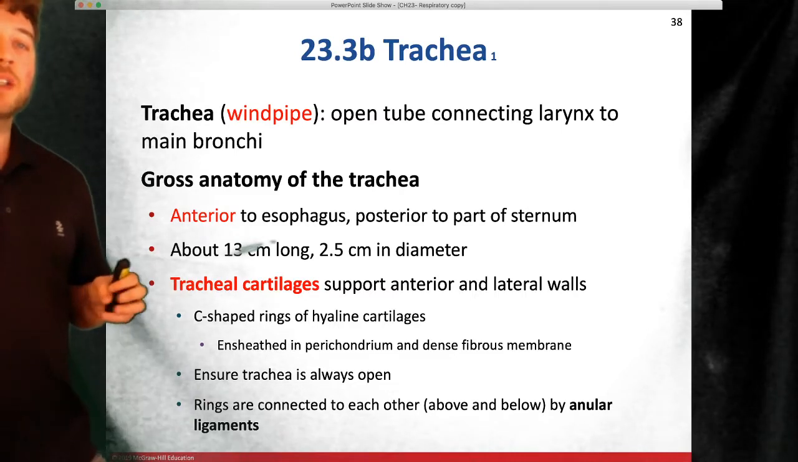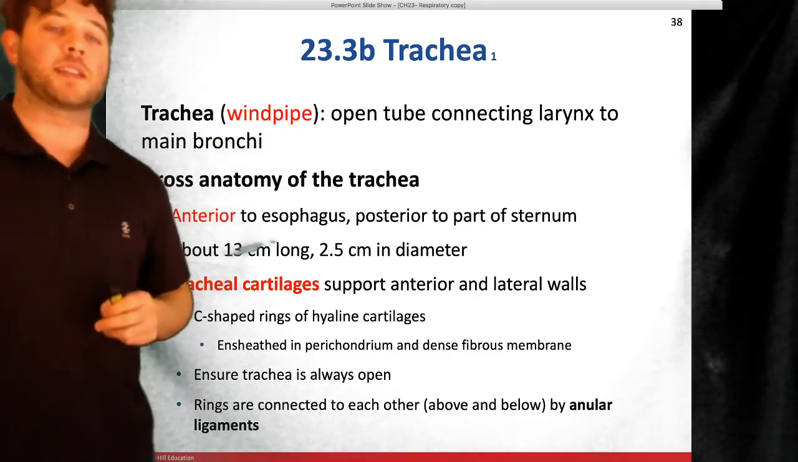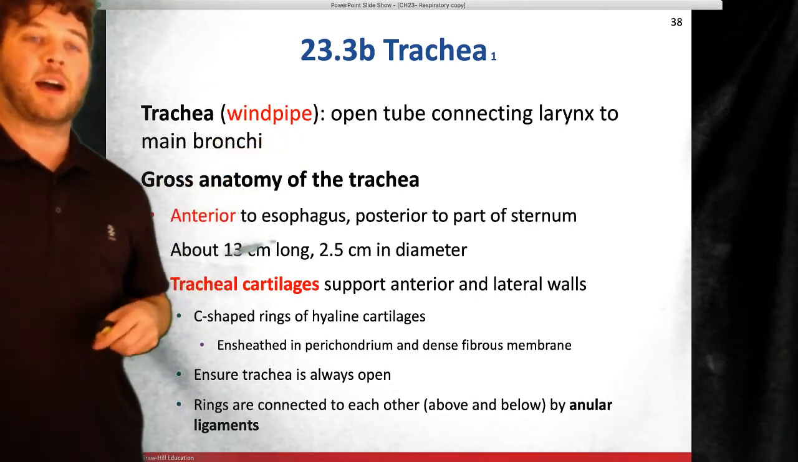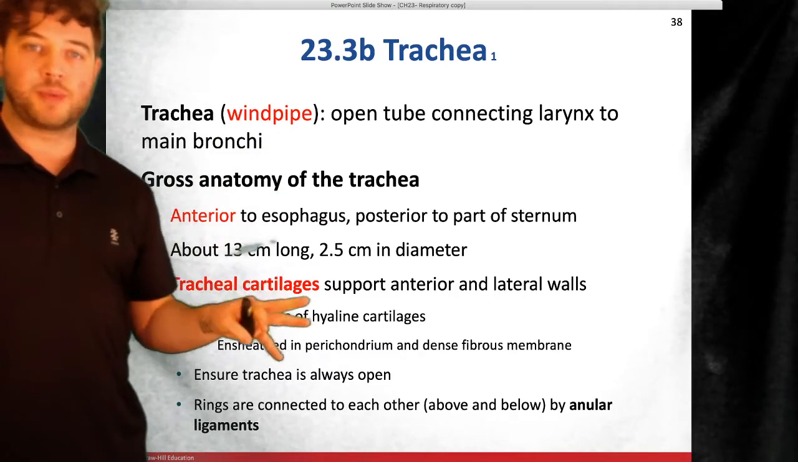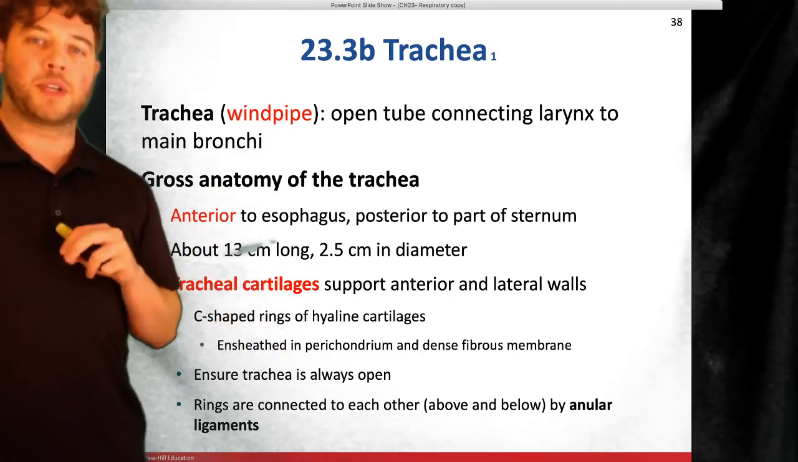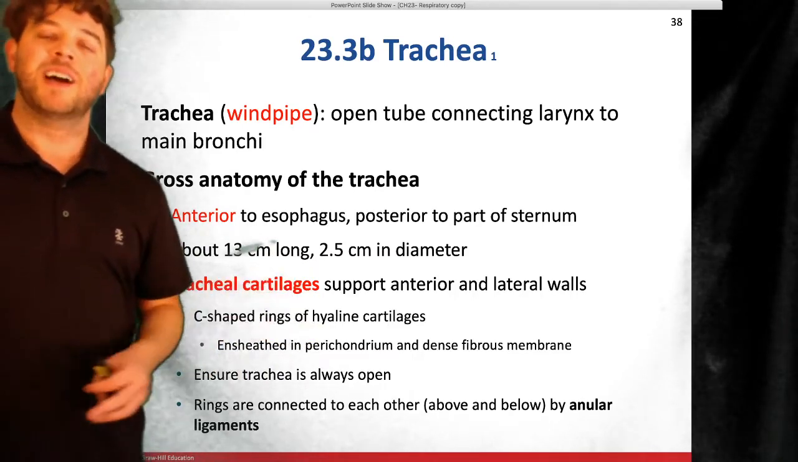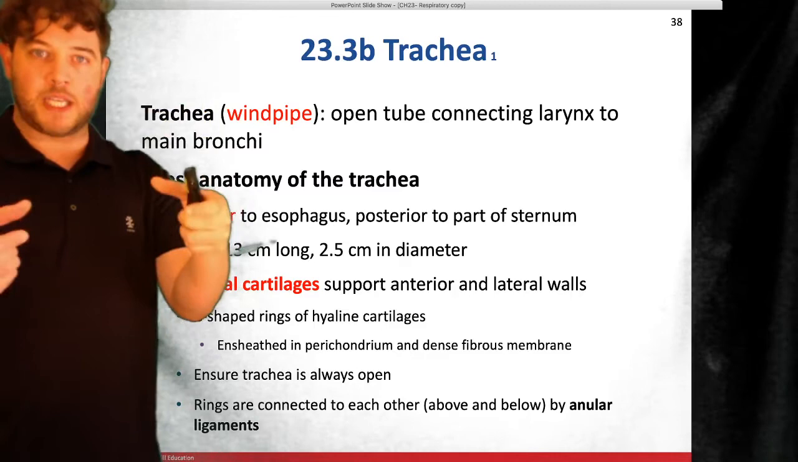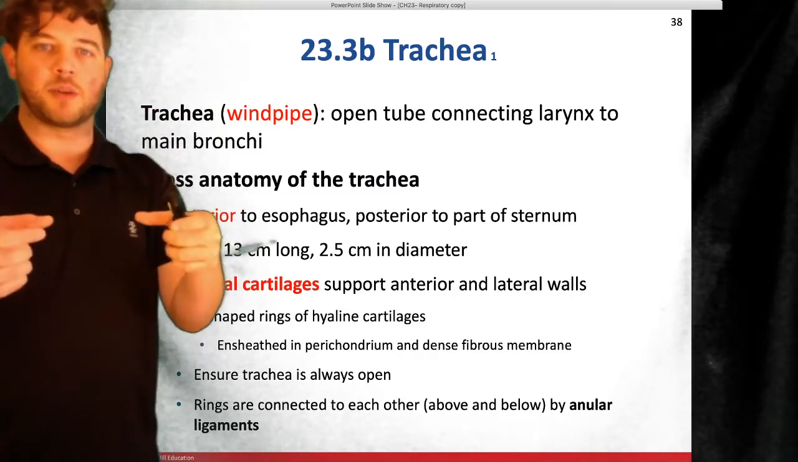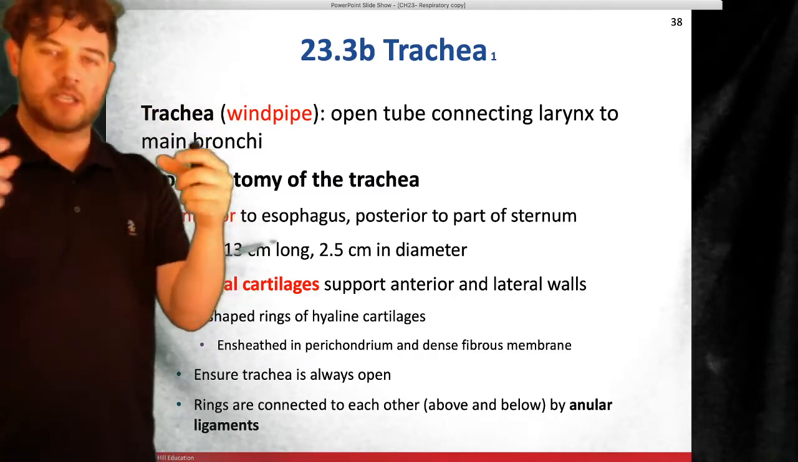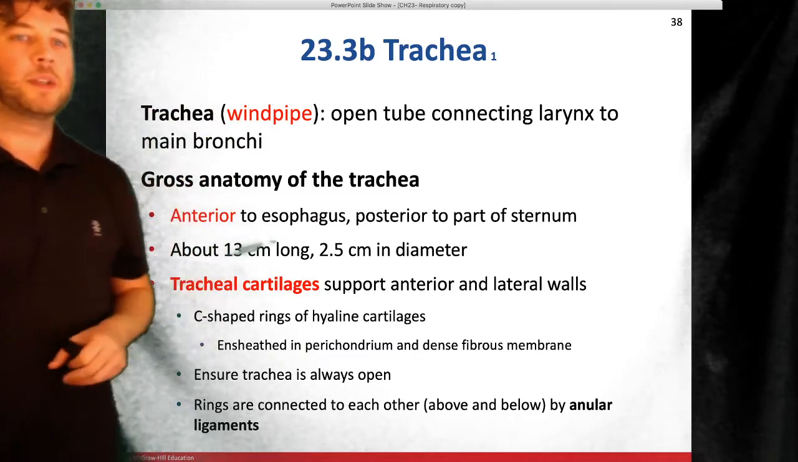Okay, the trachea. Trachea is your windpipe. It's an open tube connecting the larynx to the main bronchi. I always tell people that it's just a tube. It is just a cartilaginous tube. You can go to the pet store, and you can just get a trachea. You can get a bull trachea, a cow trachea, whatever you want, and you'll be able to see the rings, and you'll see it is just a hollow tube.